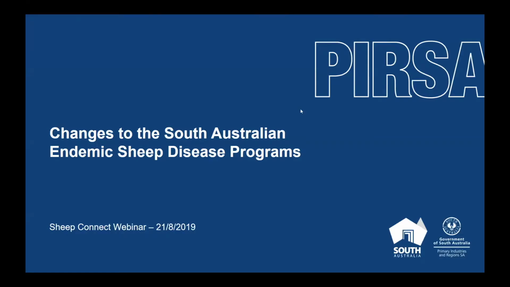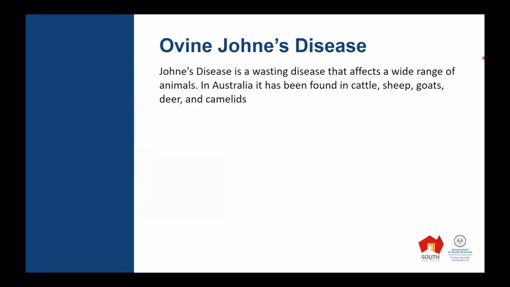Yes, thank you, Ian. Thanks for the introduction. Tonight I'm going to talk about some of our endemic disease control programs for sheep in South Australia and some of the recent changes we've had with those programs, as well as giving you all a bit of an introduction to each of the diseases that we cover tonight. There's a bit to get through, so I'm not going to go into too much specific detail, but I'll try to provide some introduction for each disease. So first we're going to talk about Johne's disease, ovine Johne's disease in sheep.